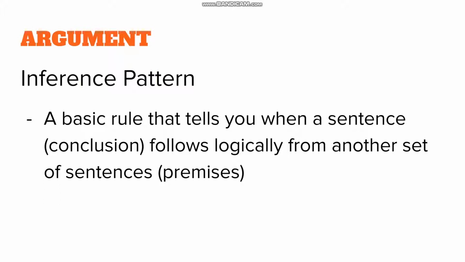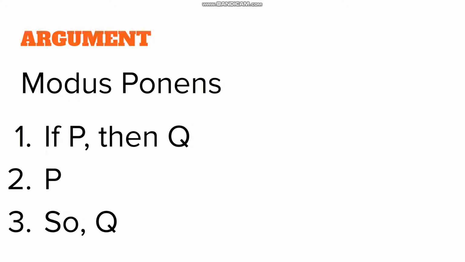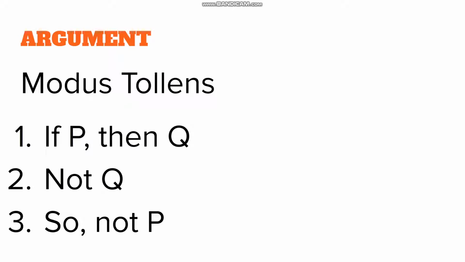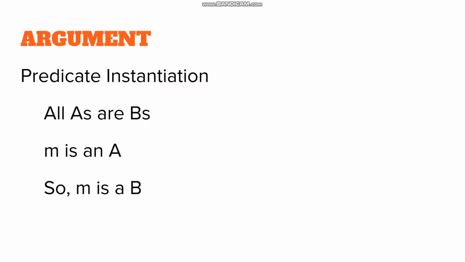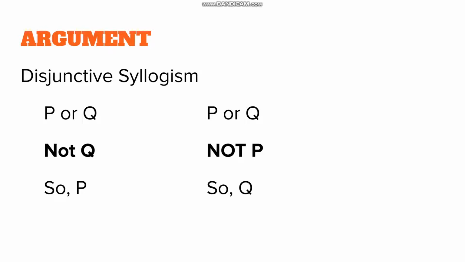So far, we've learned 4 inference patterns. First, modus ponens, which has the form if P then Q, P, therefore Q. Second, modus tollens, which has the form if P then Q, not Q, therefore not P. Third, predicate instantiation, which has the form all A's are B's, M is an A, therefore M is a B. And fourth, disjunctive syllogism, which has the form P or Q, not P, therefore Q, or P or Q, not Q, therefore P. And in this video lesson, we will learn 2 more inference patterns, hypothetical syllogism and universal syllogism.